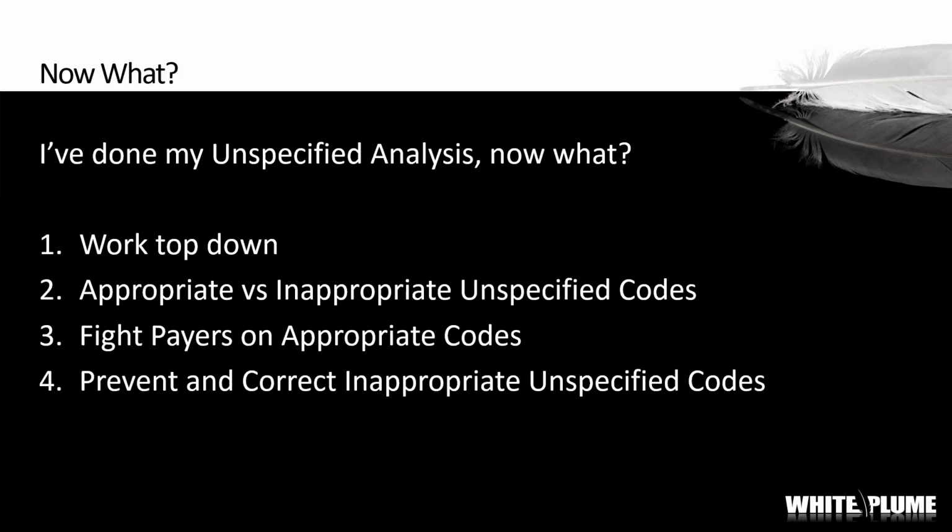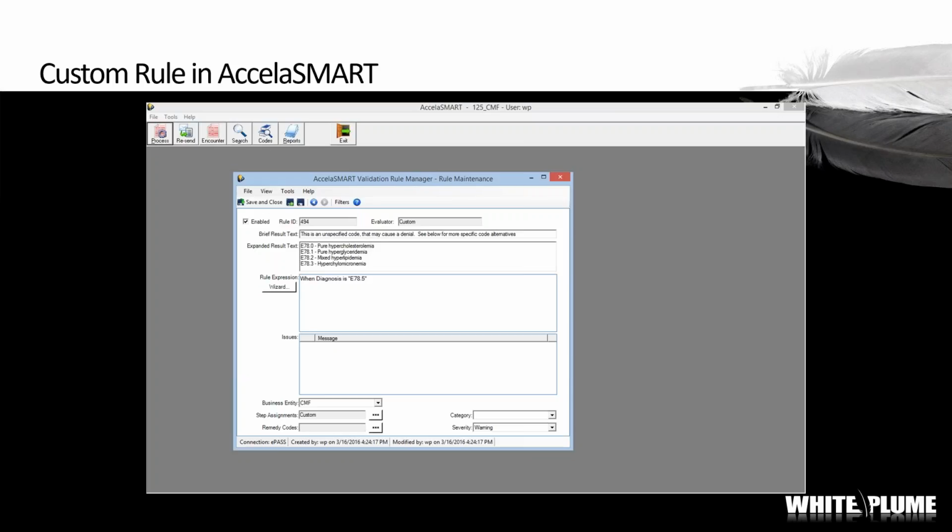And we can do that through the custom scenarios in Excel Capture, and we can do that through custom rules in Excel Smart. Let me show you an example of what that might look like in Excel Smart. We talked about the hyperlipidemia example. Here's what I can do. I can come in and build a rule that says, when I see this code, E78.5, I want you to stop my Excel Smart user and let them know that this is an unspecified code, that there are more specific options in ICD-10. It shows them, here are my choices. It gives them the code in the description so that they don't have to go look that up.